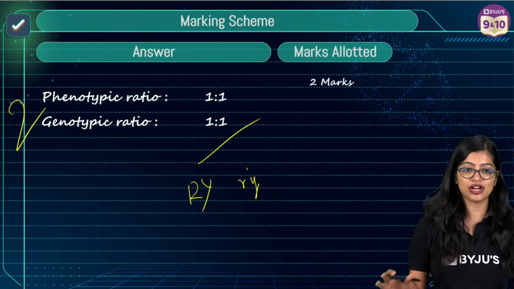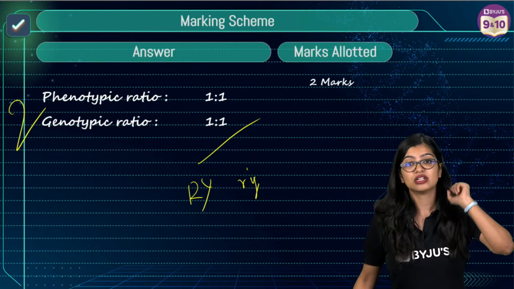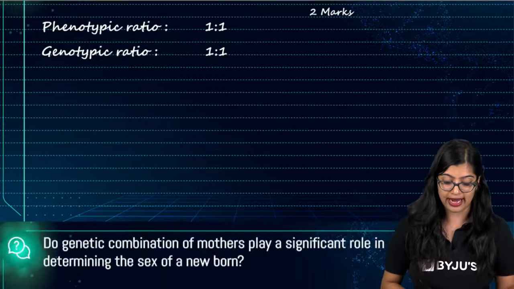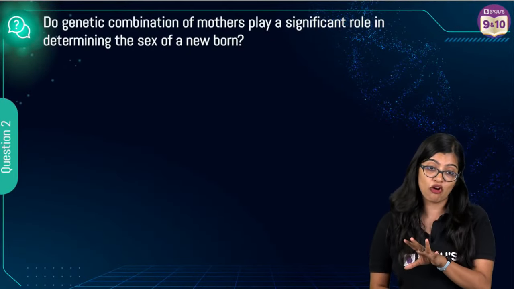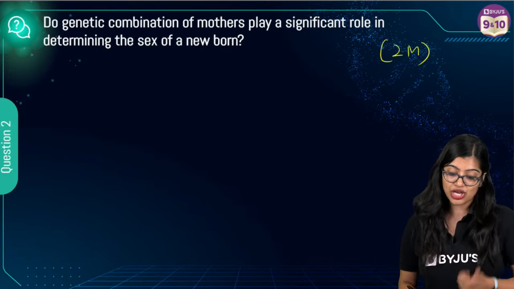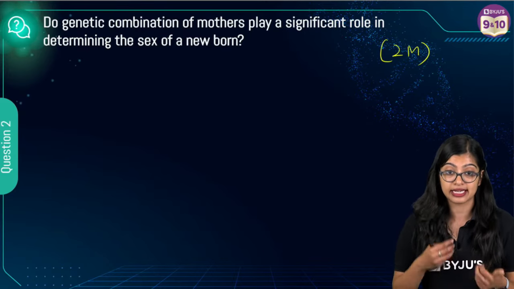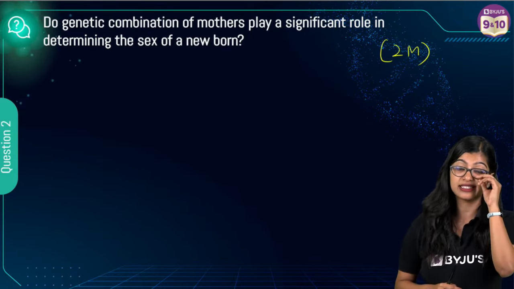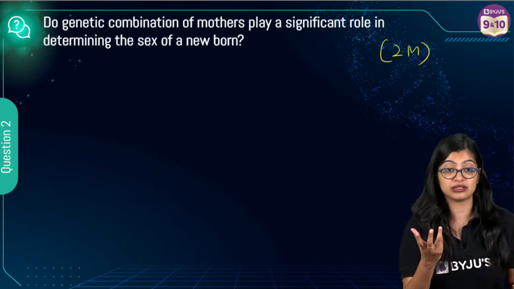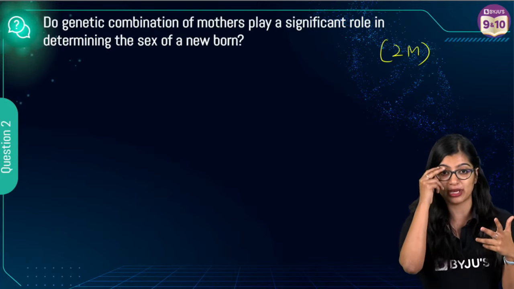So if these kinds of questions come, don't jump into the answer. Read the question and then go ahead, okay? So with this, we're going to move on to the second question, which is again a 2-mark question: does the genetic combination of mothers play a significant role in determining the sex of a newborn? Yes or no? And you need to describe to me why, okay?